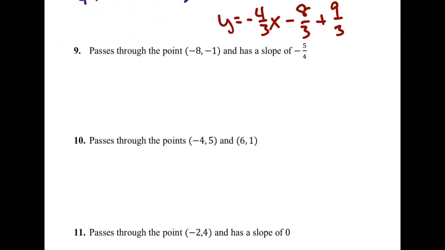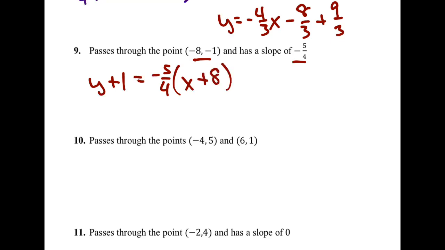The next one, we actually have a slope, and so we can go straight to our point-slope form. We have a point and we have a slope. So y minus y1 equals slope times x minus x1. Okay. Distribution.